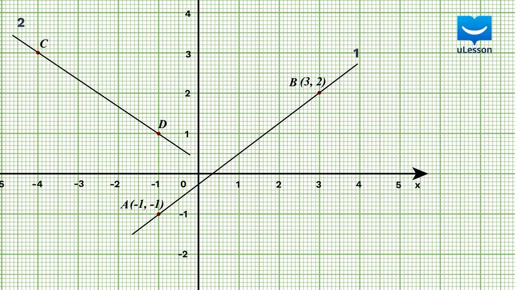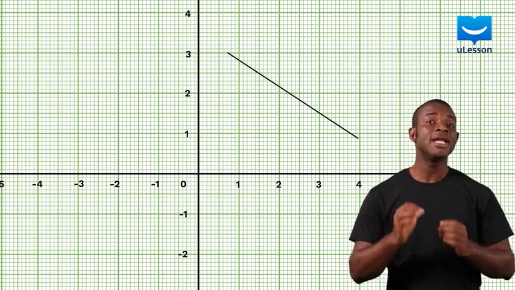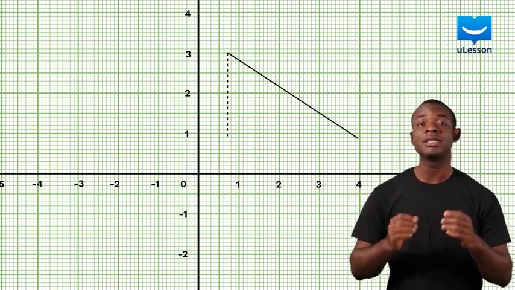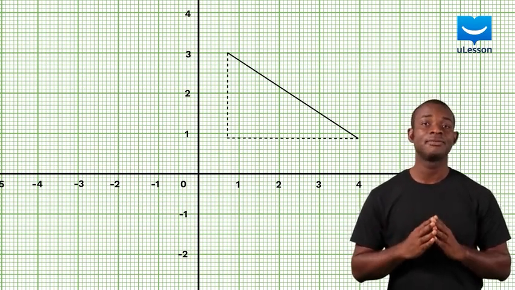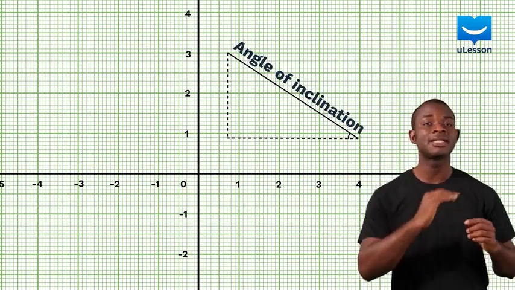The coordinates of points C and D are -4, 3, and -1, 1, respectively. The gradient is equal to (3 minus 1) over (-4 minus -1), which is equal to 2 over (-4 plus 1). Working this out, the gradient is equal to -2 over 3. In summary, the gradient is the rate of change in the y-axis with respect to the x-axis. Also, the angle of inclination is the angle the line makes with the x-axis.